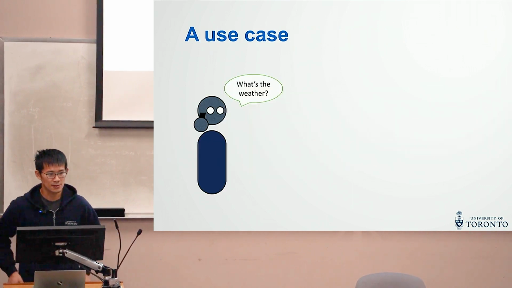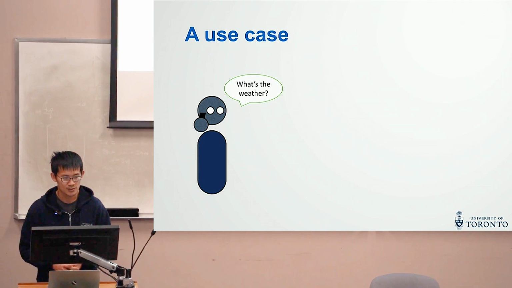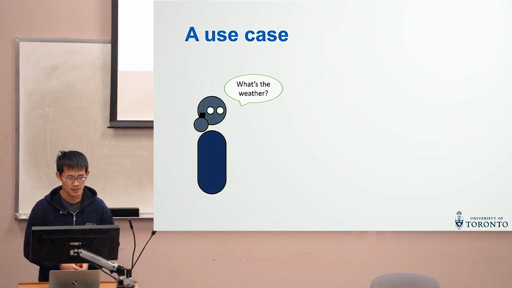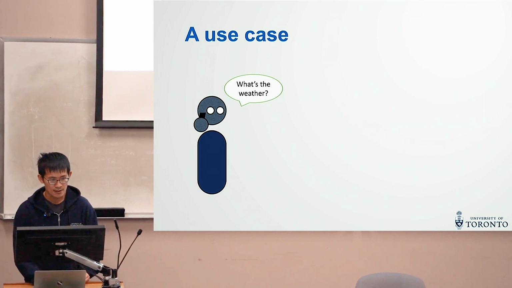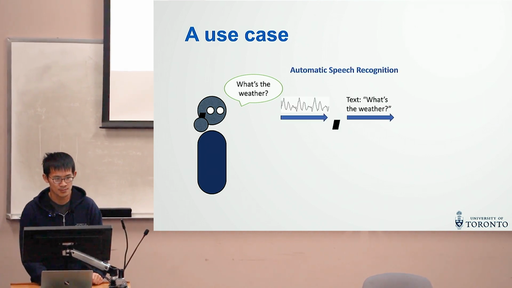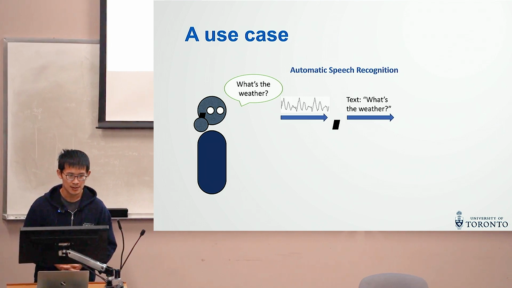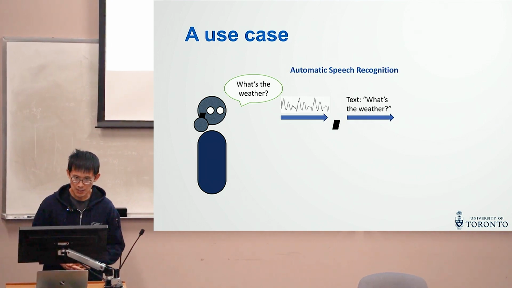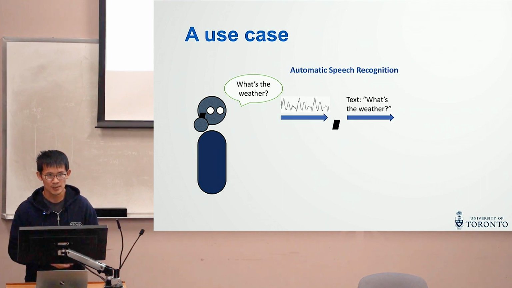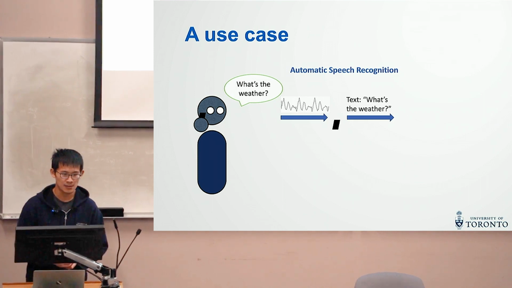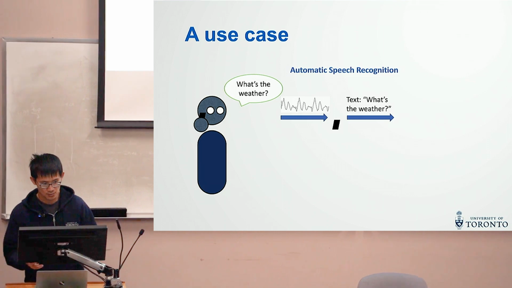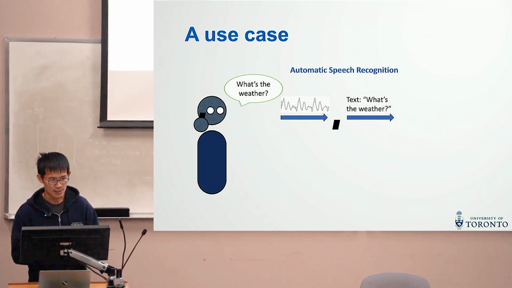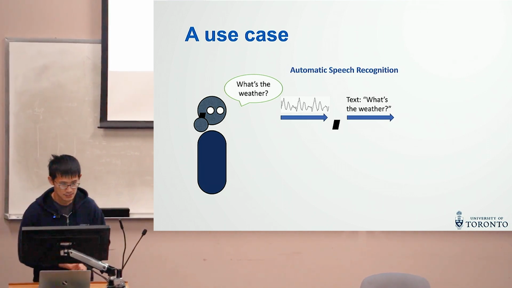So here's a use case of why these automatic speech recognition technologies can be used. If we ask a smart assistant in our phone, what is the weather? Then what we say out is essentially speech. And speech is essentially oscillations of the small particles in the air. So these kinds of speech signals can be recorded as one-dimensional oscillations. And I'll describe what the data format of speech is in the next few slides.